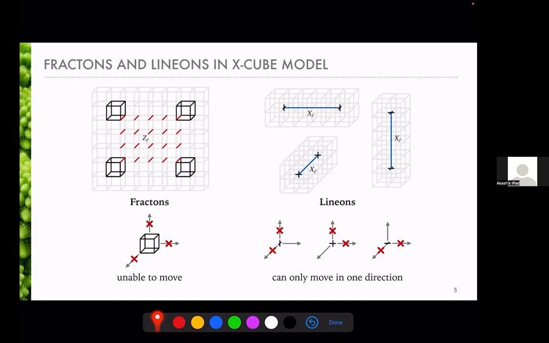So that I can do, but I cannot move this linion either up or down, or anything else. That is precisely because if I try to put another X operator here, this will not just move this excitation, but it will also leave a residual excitation at this point. So this is almost everything that I want to say about this particular system. This is just supposed to be a motivation, in the sense that this theory has some excitations that cannot move at all, and there are these linionic excitations that can only move in one direction.